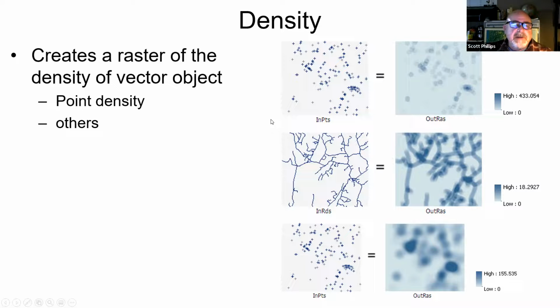Density is about creating a raster of the density of vector objects. So let's say you have a bunch of points and you want to calculate the density of those points. That can be turned into a raster where the high numbers are where it's most dense and the low numbers are where it's least dense. The same can be done with other types of geometry as well.